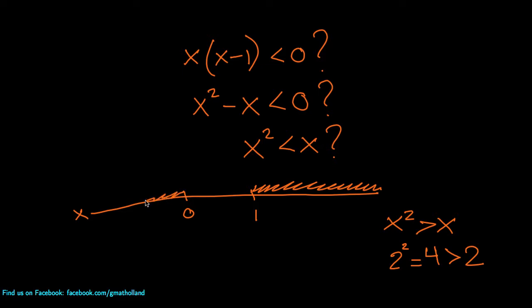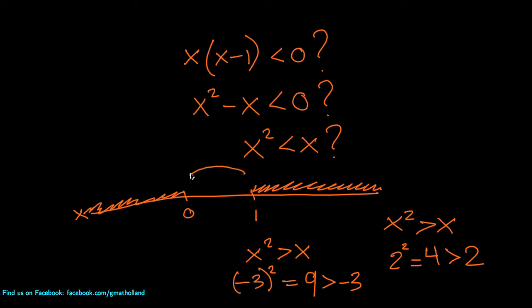Likewise, if x is smaller than 0, x squared is also going to be greater than x. Because any negative number, so for example minus 3 squared, is going to be minus 3 times minus 3, the minus sign cancels out, so it's going to be 9, and that's greater than the initial x, which was minus 3.